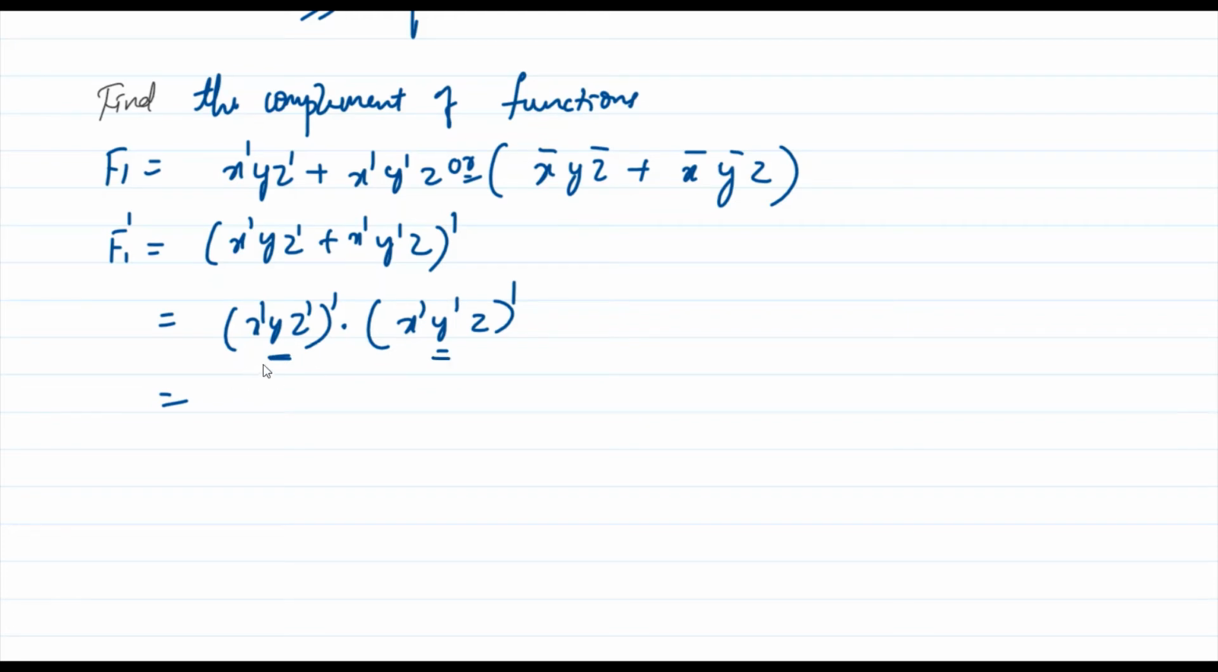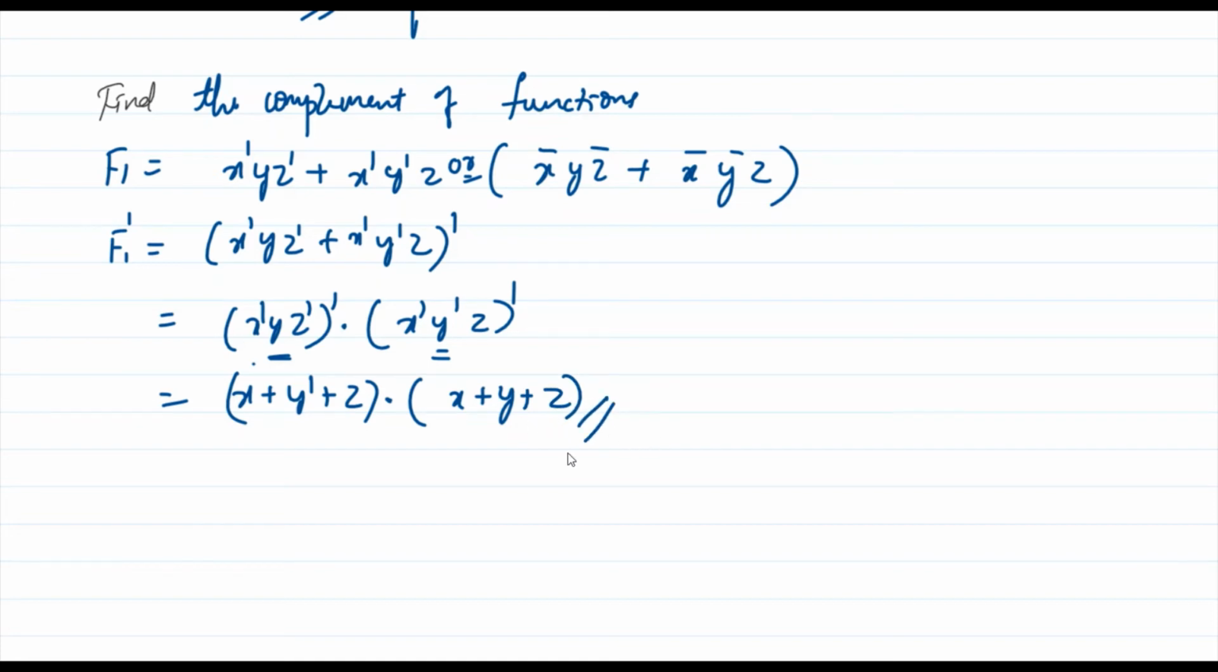First I will take this one. How can I write this? This is x plus y prime plus z, okay, dot as usual, because these two are in different brackets. So I write x plus y plus z prime. Okay, this is the complement of the given function.